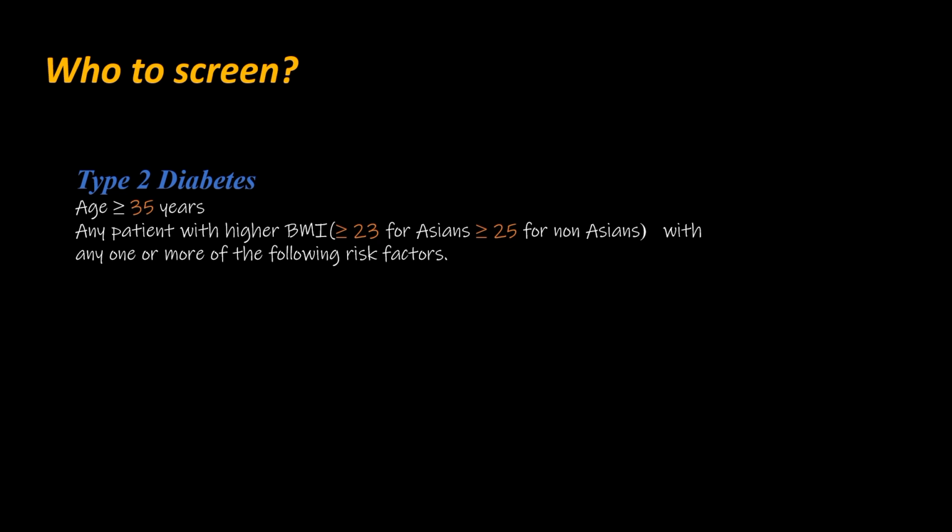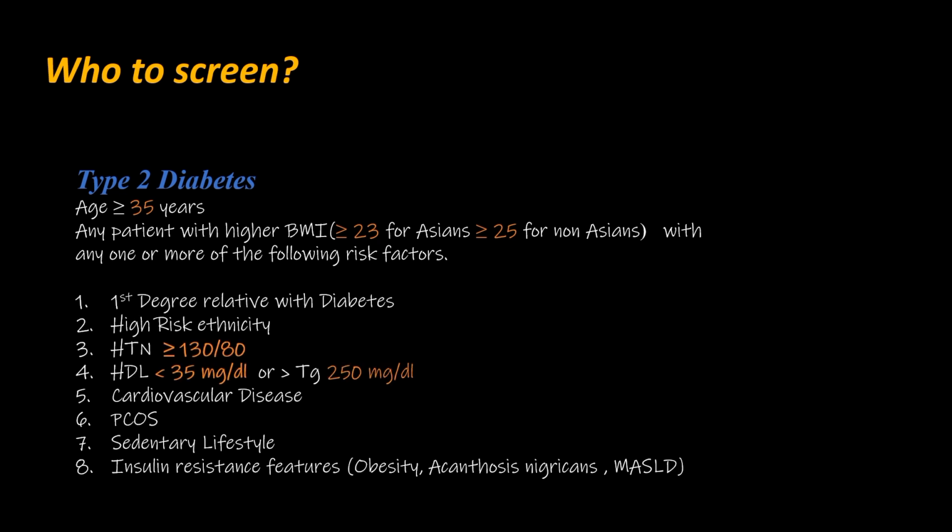So if a patient has a higher BMI with any of the following risk factors: a first degree relative with diabetes, high risk ethnicity such as Asian or African, hypertension such as blood pressure more than 130 by 80, high density lipoprotein less than 35 milligram per deciliter, or triglyceride more than 250 milligram per deciliter, any patient who has cardiovascular disease, female patients with polycystic ovarian syndrome, and any individual who has a higher BMI with a sedentary lifestyle, and if there are features of insulin resistance such as obesity, acanthosis nigricans, or metabolic dysfunction associated steatotic liver disease.